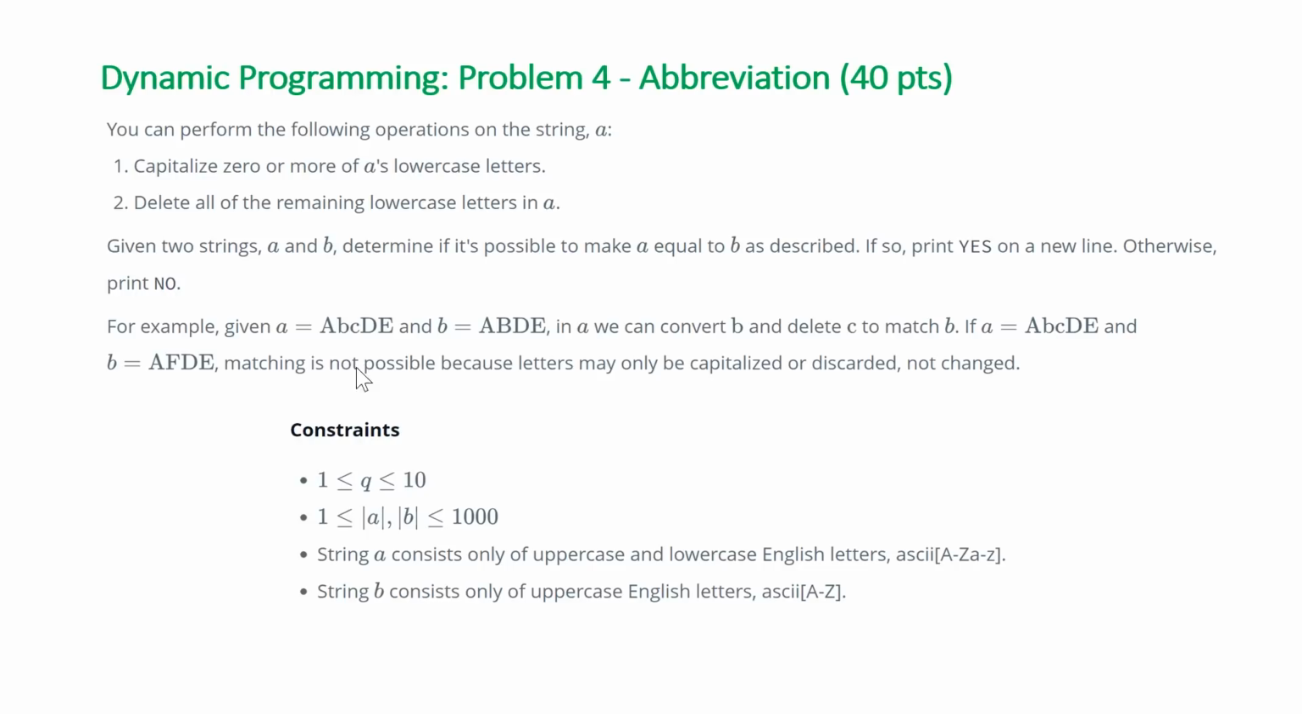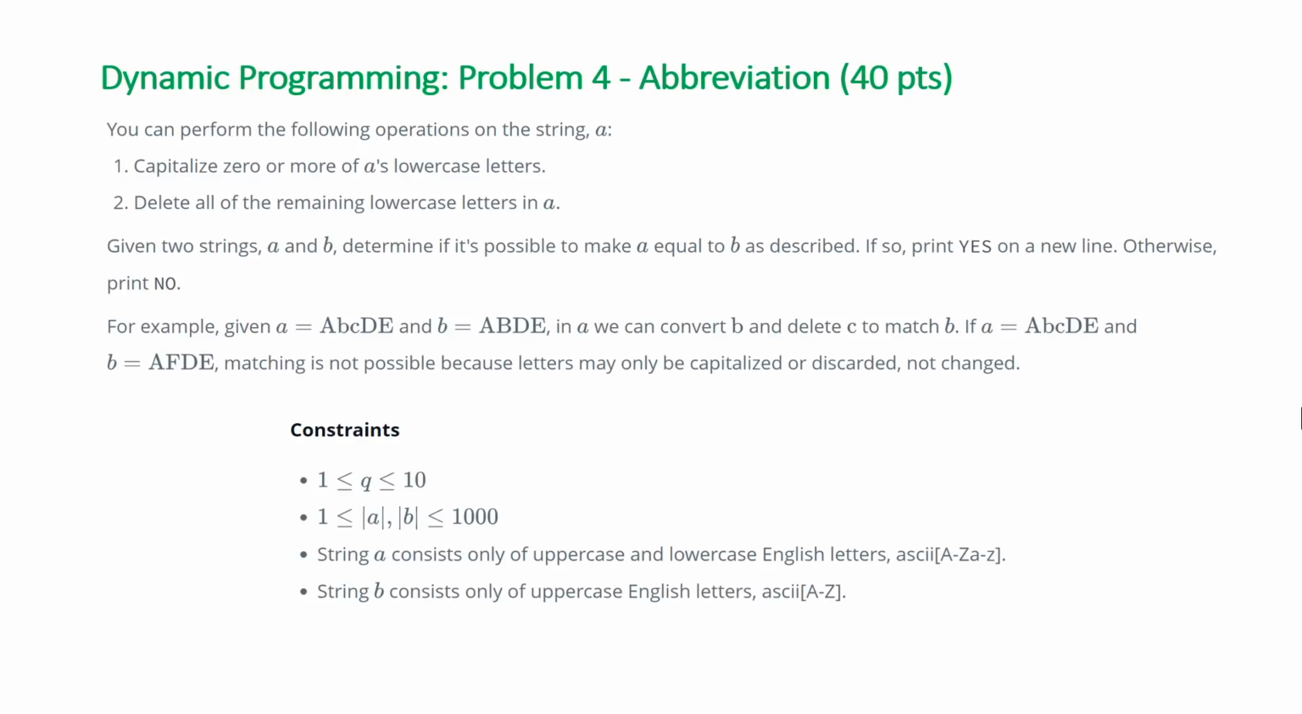So we're given two examples in the problem statement here, A, B, C, D, E, where B and C are lowercase, and then the string B is A, B, D, E. And we can see here that if we capitalize the B and delete the C, we can get A to B. But in the second example here, we have the same string A, but the string B is A, F, D, E, and there's no F here, so we won't be able to. So you either have to output yes or no, depending on whether it's possible.